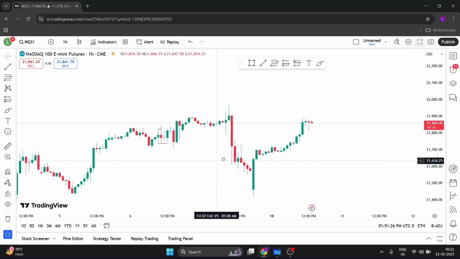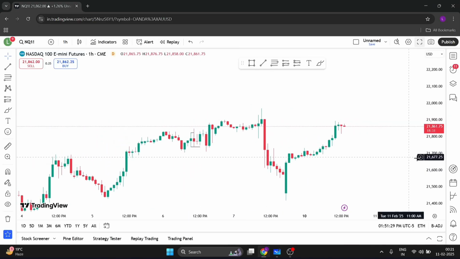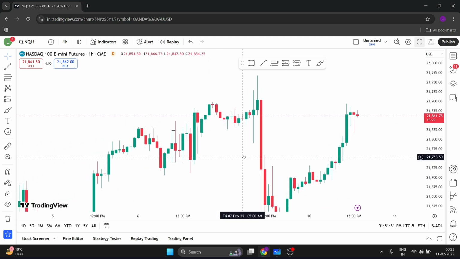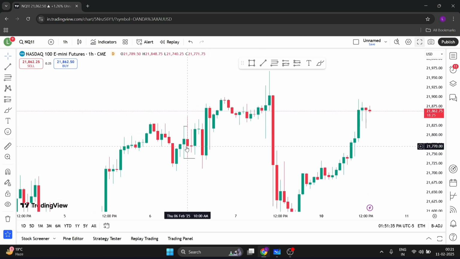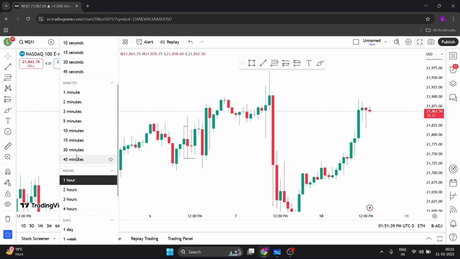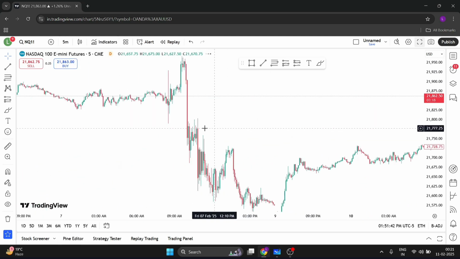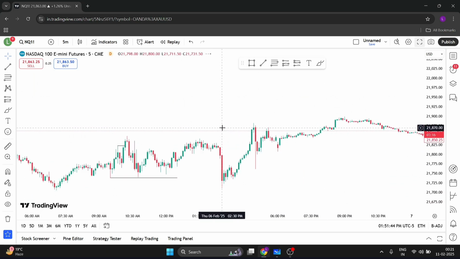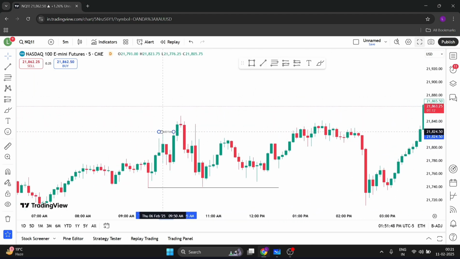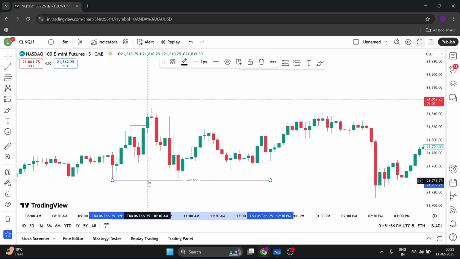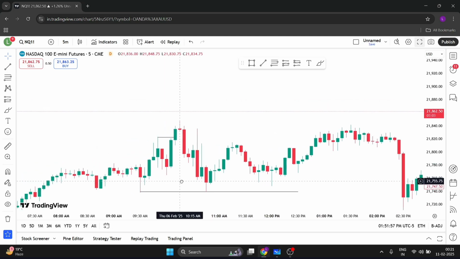So, to find the silver bullet, you have to mark out the high and low of the 9 a.m. hourly candle. Just like I've marked it here, you can see how I've done it. After marking the highs and lows, shift to a smaller time frame like the 5-minute or 1-minute chart. Here you can see the high of the 9 a.m. candle. And here's the low.